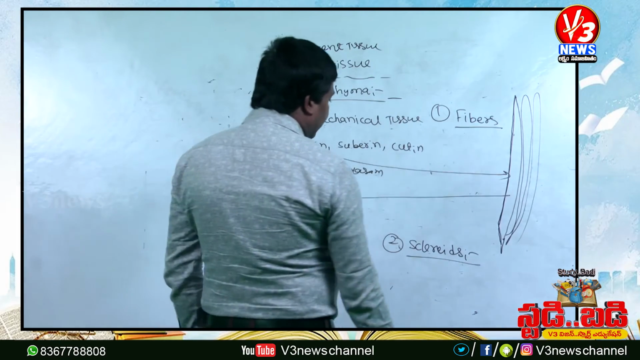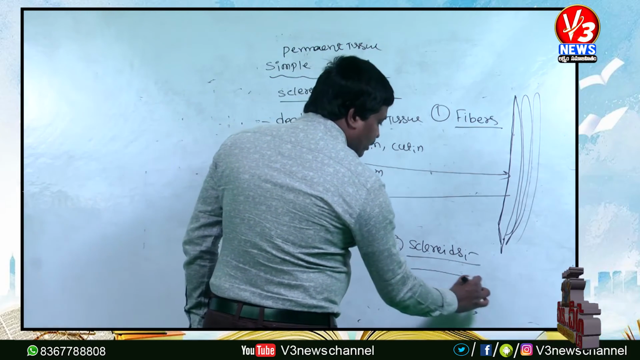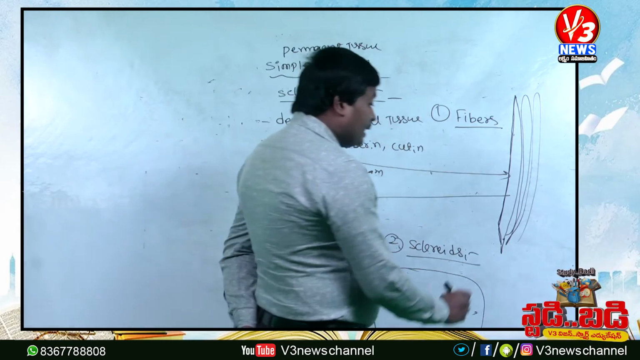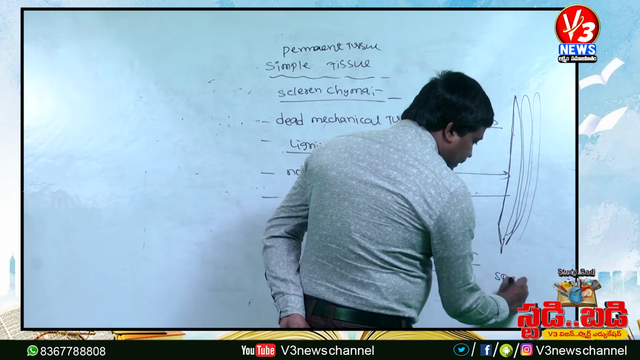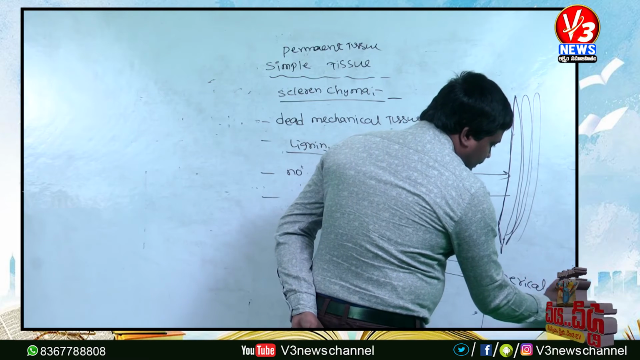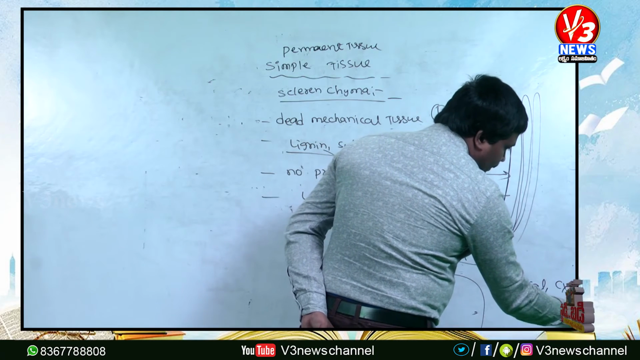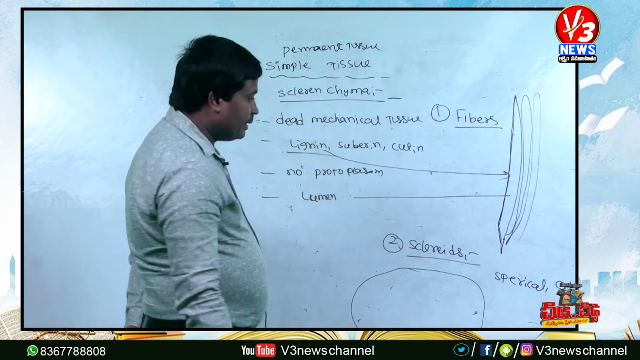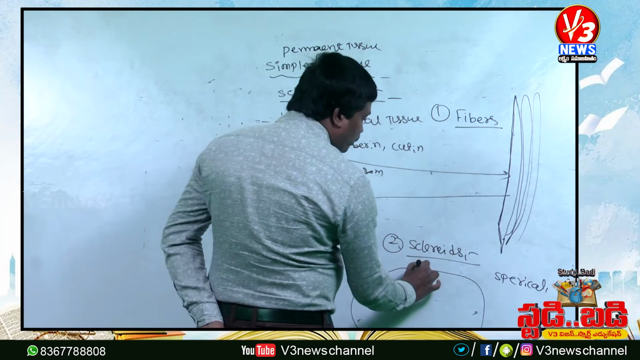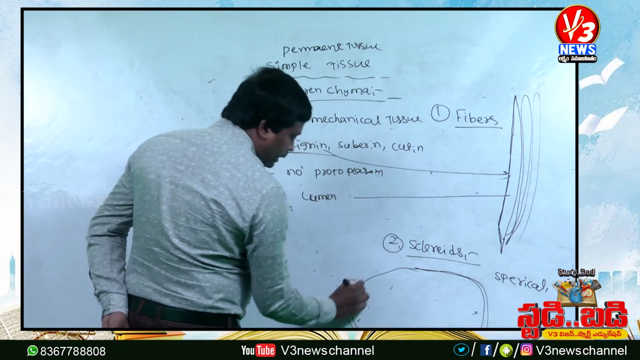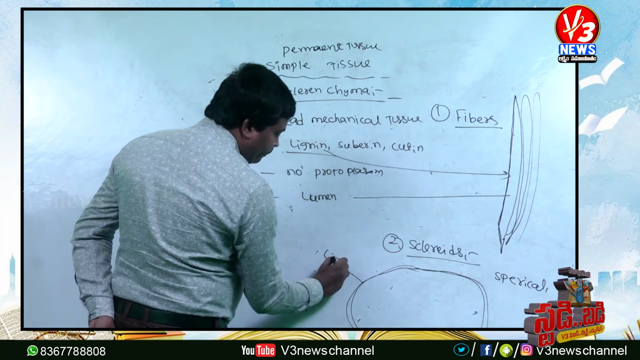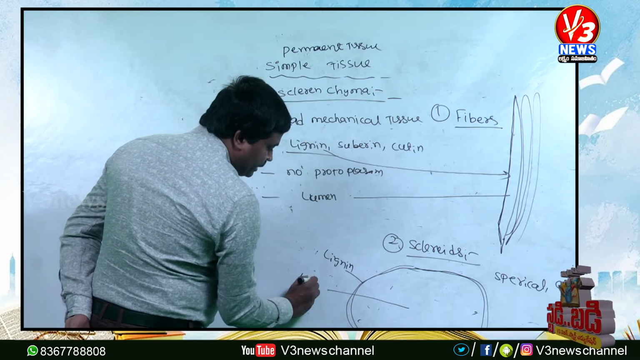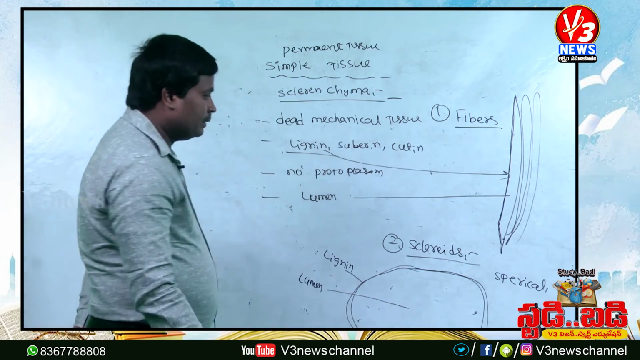Then next one, sclereids. What are the sclereids? The shape of the sclereids is spherical or cylindrical. These spherical or cylindrical sclereids are also made up of, or deposited by, lignin. And the empty space, with no protoplasm, is called a lumen.